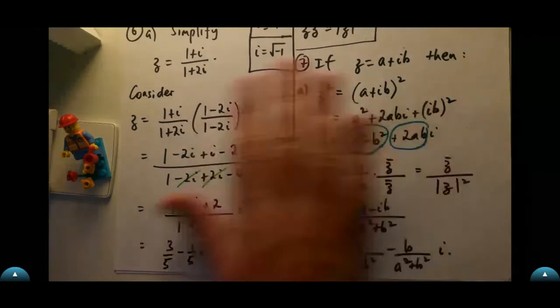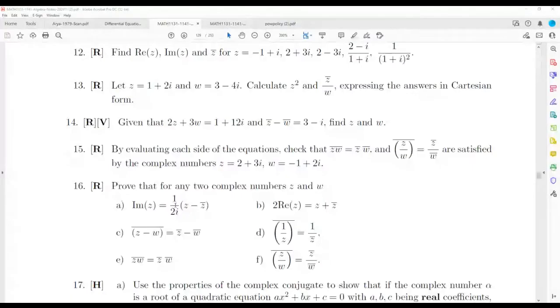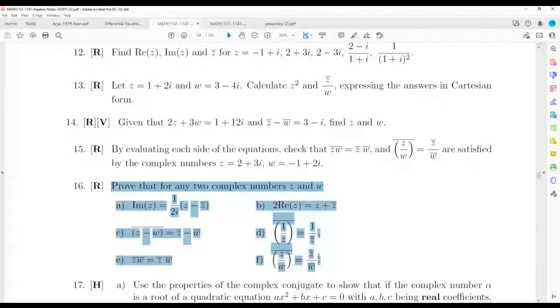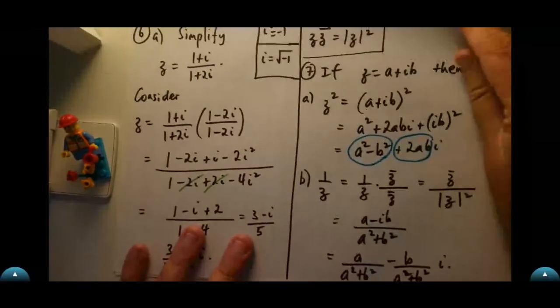All right, so there are some basic entry-level complex number questions. Let's move on to some slightly different questions. I thought we could spend a little bit of time looking at these relationships here, maybe just the first two. The imaginary part of z is equal to this, and 2 times the real part of z is equal to this. So let's look at some proofs for that and see how we do it. It's pretty easy.